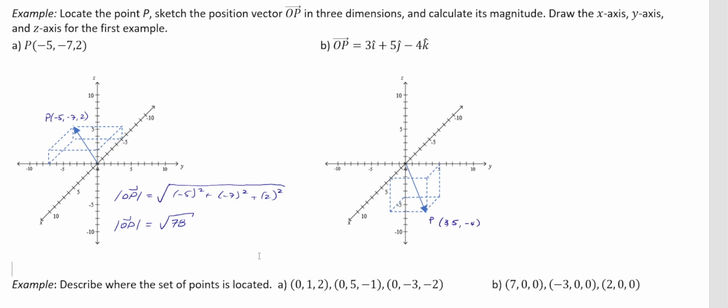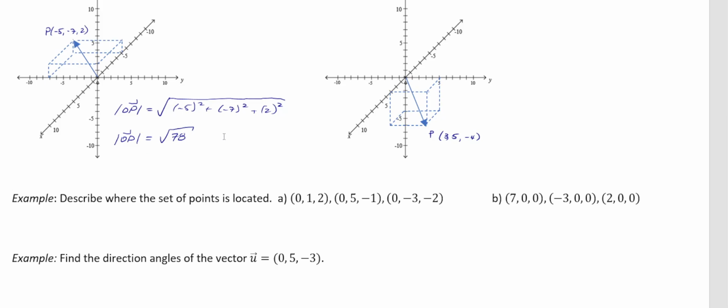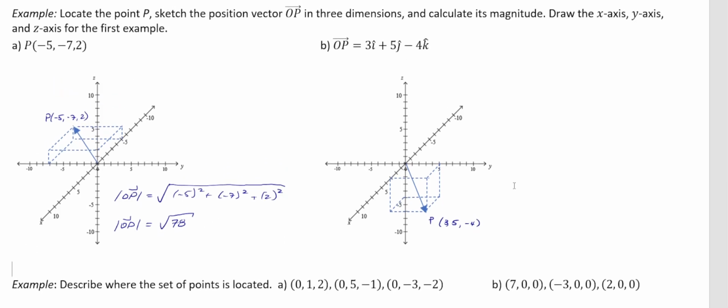To evaluate its magnitude, again, I'm just going to use this formula right here, which takes advantage of the Pythagorean theorem. So the magnitude of OP is equal to the square root of 3 squared plus 5 squared plus -4 squared. And then that's equal to the square root of 50, but the square root of 50 can be simplified. The square root of 50 can be thought of as 2 times 25, 25 being a perfect square. So that's going to simplify to 5 root 2. And there we have a simplified magnitude of vector OP.